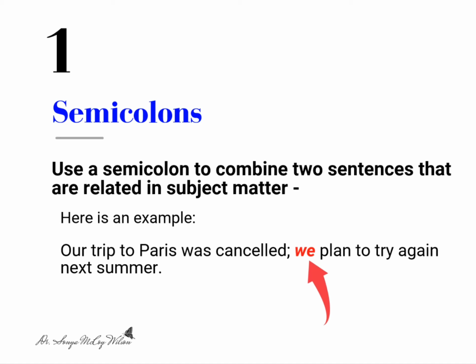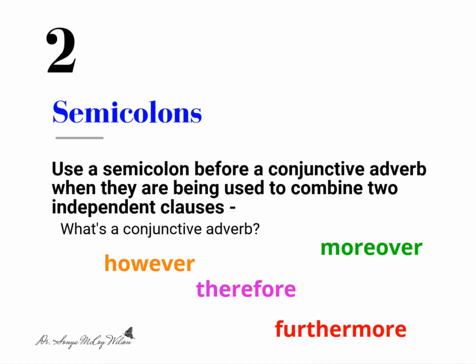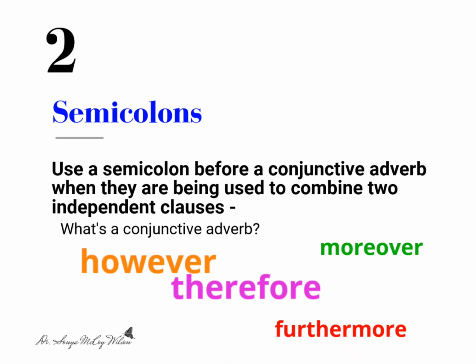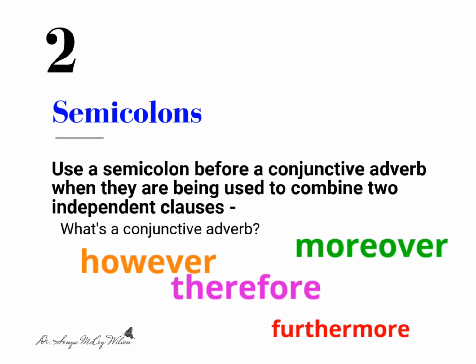The second way that we use the semicolon is before a conjunctive adverb, when they are being used to combine two independent clauses. So I'm sure you're asking, what's a conjunctive adverb? Conjunctive adverbs are words like however, therefore, moreover, and furthermore. I'm sure there are other conjunctive adverbs, but we're just going to stop right there with our list.